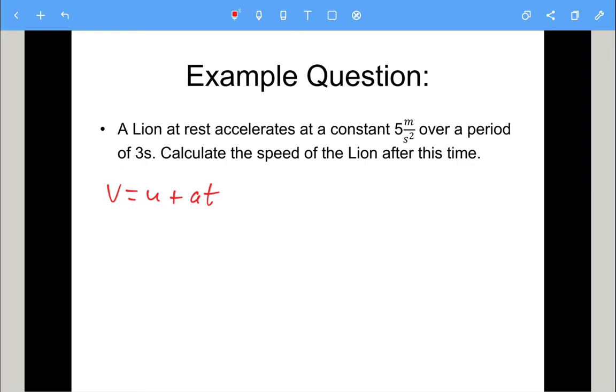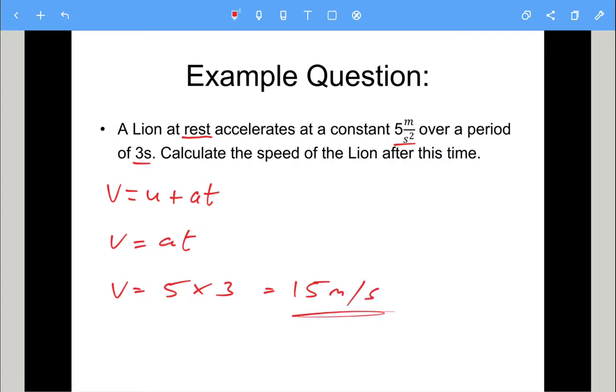So a lion at rest accelerates at a constant 5 meters per second squared over a period of 3 seconds. Calculate the speed of the lion after this time. So the lion was originally at rest, so u would be 0. So v equals at. So the speed v is equal to the acceleration 5 times time 3 seconds. So that gives us 15 meters per second. If you had no idea about that, you might want to go back and watch the acceleration video, which is GCSE Physics Forces Lesson 17. Okay, let's get on to the new one.